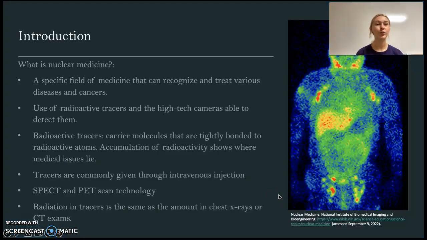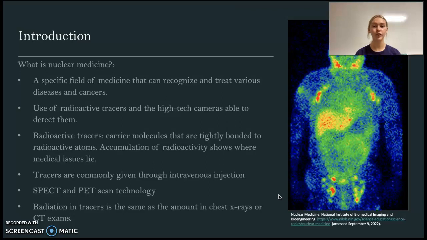Introduction. What is nuclear medicine? Nuclear medicine is a specific field that recognizes, treats, and detects various cancers and other diseases. It is accomplished through the use of radioactive tracers and high-tech cameras that are able to detect them.